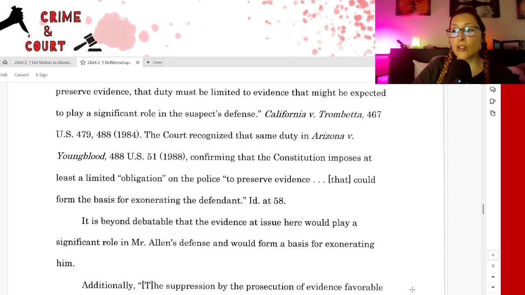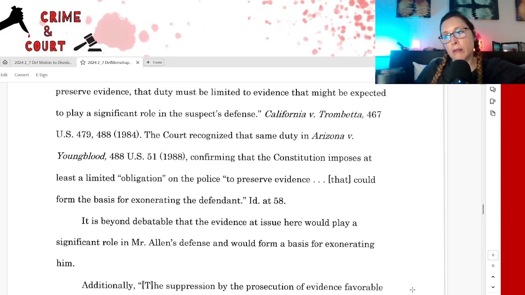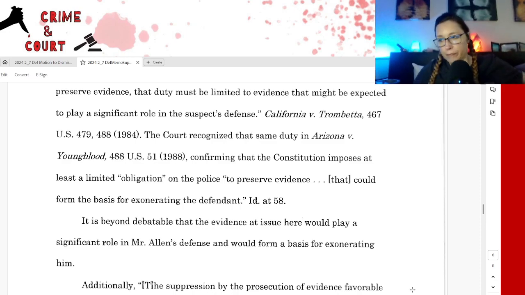So they do. Arizona versus Youngblood also found that the police, law enforcement, have a duty to preserve evidence, even if it's exculpatory to the person that they do end up claiming to be their suspect in the crime, the perpetrator.